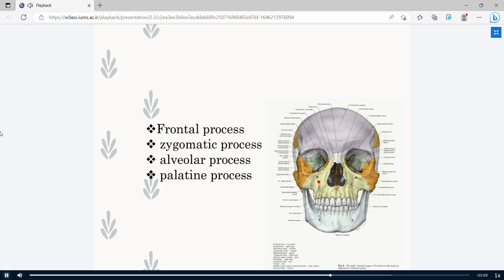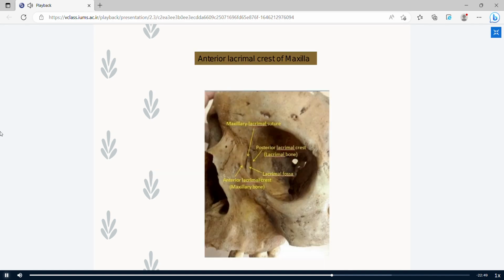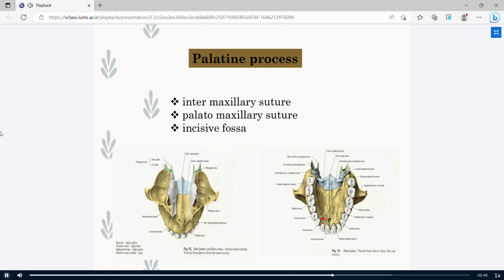The maxillary bone has four processes: frontal process, zygomatic process, alveolar process, and palatine process. This is the palatine process. It's here.